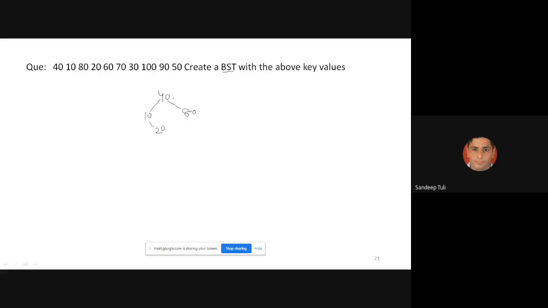Now 60. It is greater than 40 and less than 80, so left of 80. Is it okay how I am putting it? We need to start from the root node. Always remember that. Never start from the middle. 60 is greater than 40, move on to the right. Less than 80, move on to the left, and so on. Now 70.